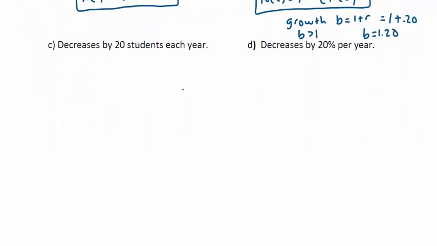So remember that in parts C and D, we also have an initial enrollment of 700. When I read these scenarios, I'm careful to pay attention to whether the rate of change is given as students per year or percentage per year. Since in part C, the enrollment decreases the same amount, not the same percentage each year, this would be linear. And over here, it's decreasing by the same percentage each year, not the same number of students each year. That means this will be exponential.